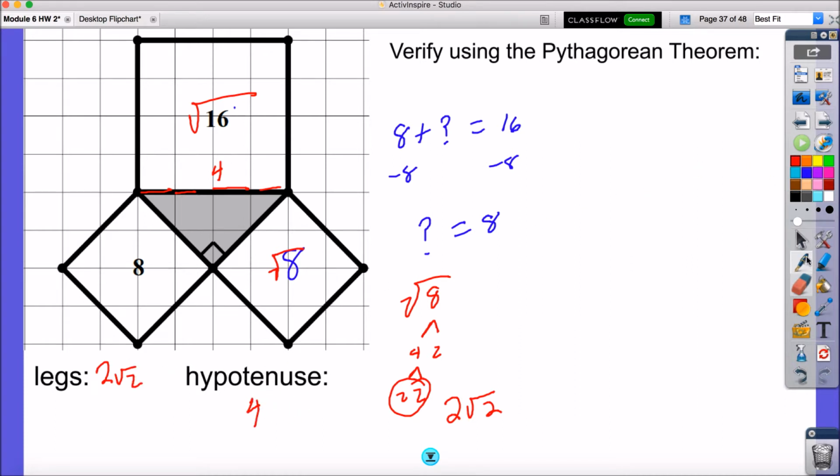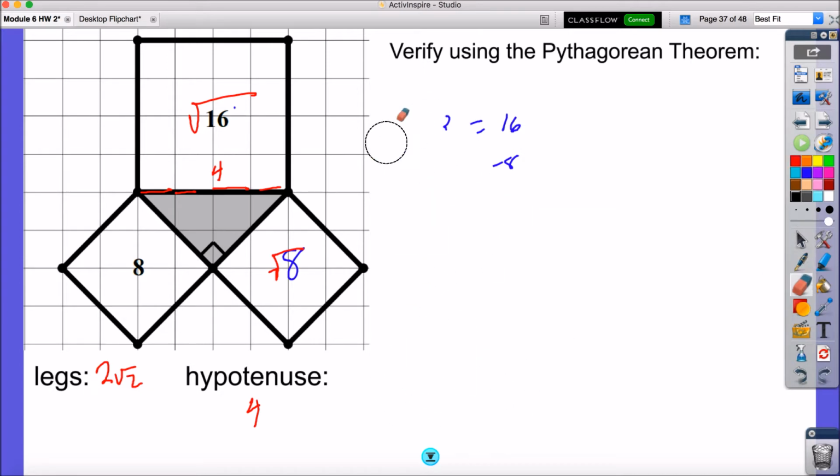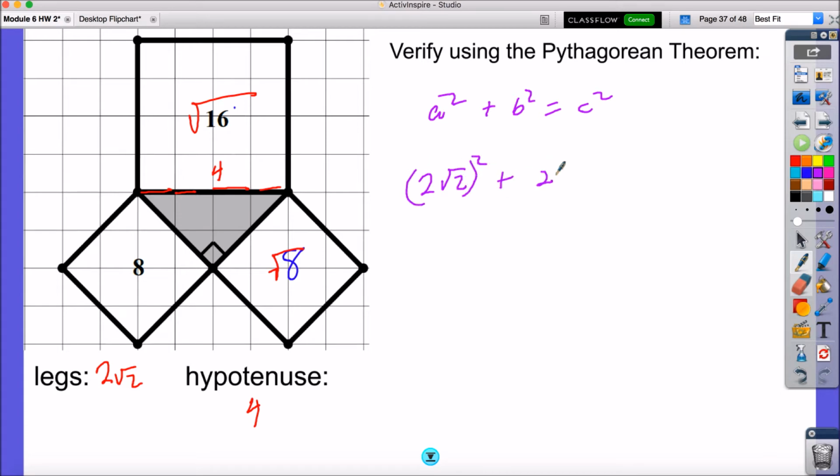So what we're going to do now is prove that with the Pythagorean Theorem. If I did all my math correct, when I do a squared plus b squared equals c squared, I will get a true statement. So a squared plus b squared equals c squared. Let's plug these in. My legs were 2 radical 2 squared plus 2 radical 2 squared equals 4 squared.